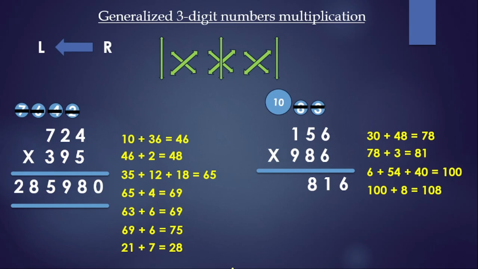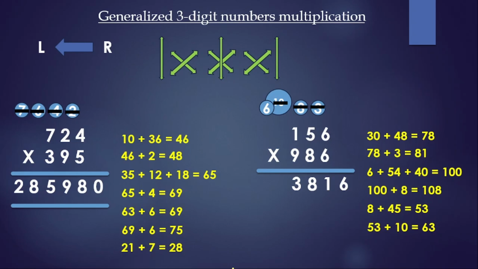Now, the x pattern between the hundreds place and the tens place. 1 times 8 is 8, to which we add 9 times 5, 45, we get 53. We add the carried 10 to it, 63. 3 goes in the answer, carried 6.